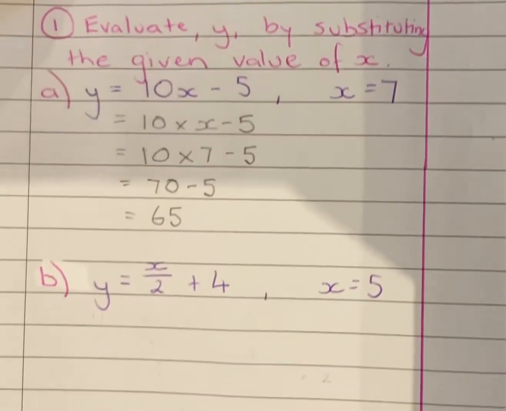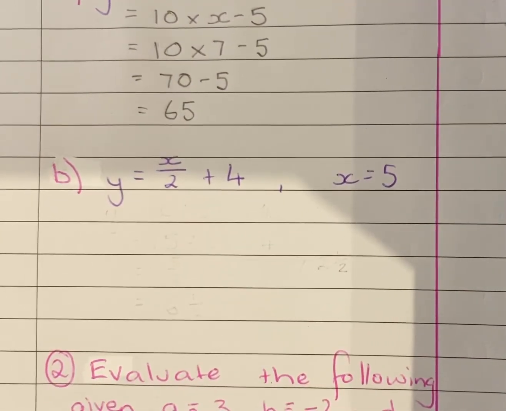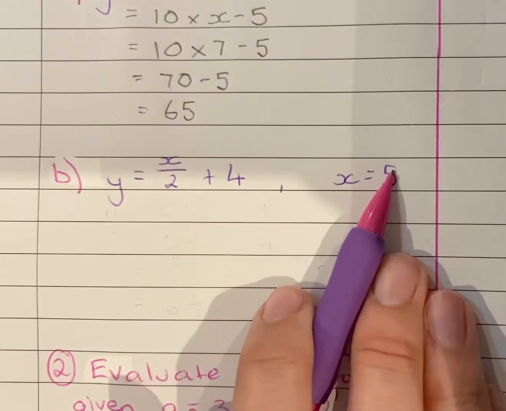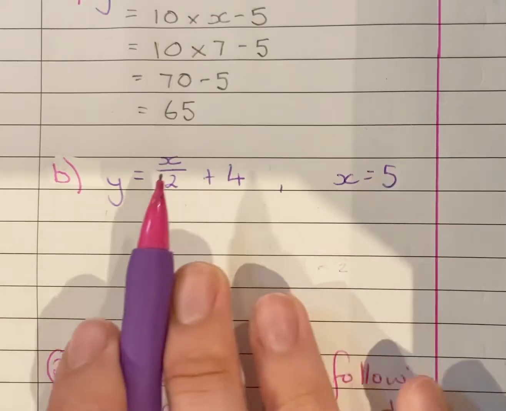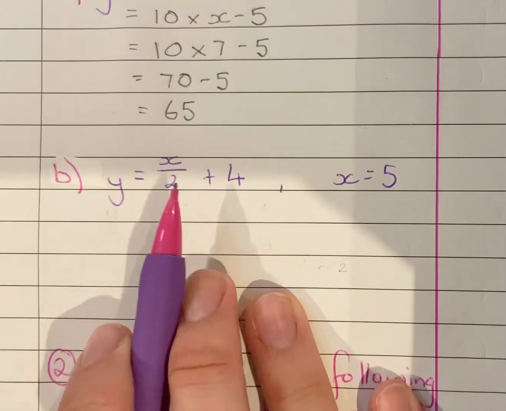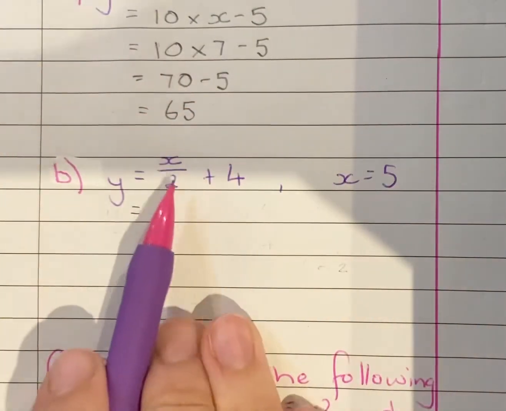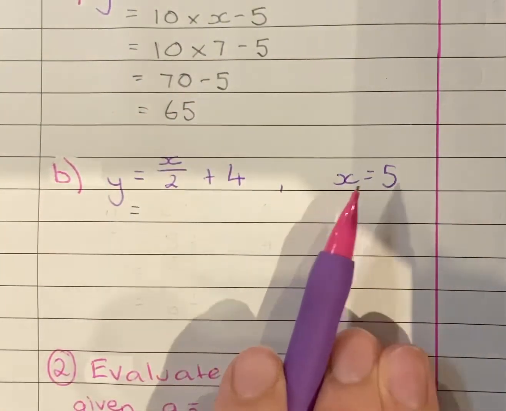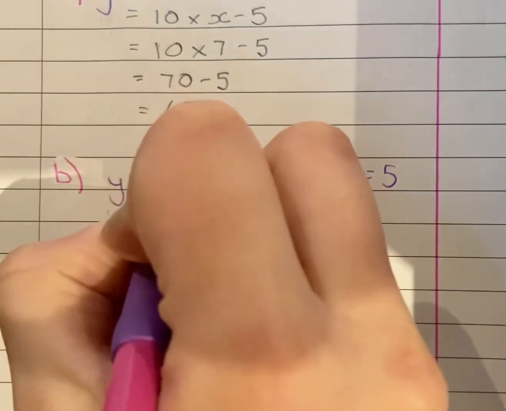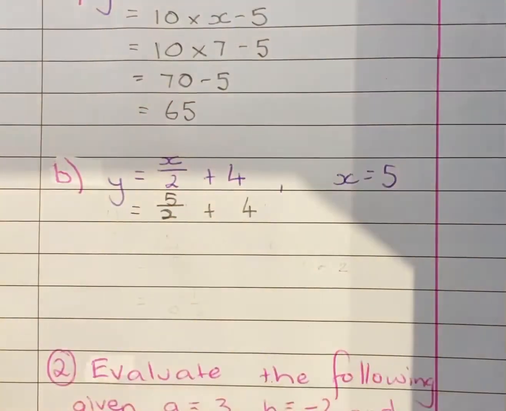Let's try that again. So this one, I could rewrite x divided by 2, but I happen to know that I have an odd number here. And any odd number divided by 2 is going to give me a fraction anyway. So I'm going to leave it as is and just go straight into my substitution. So I'm going to replace here my x with 5 because it tells me x is equal to 5. So it becomes 5 over 2 plus 4.